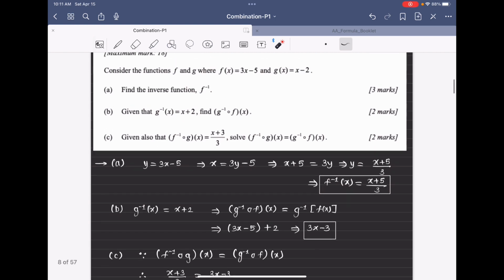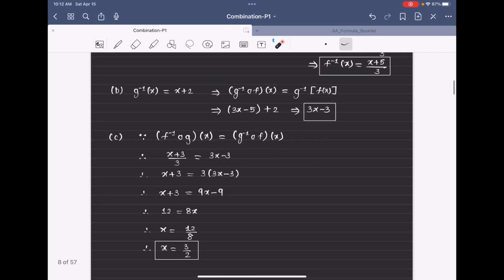Second one, g of x is equal to x minus 2. They have given g inverse of x is equal to x plus 2. You don't need to find that out, they have already given it. And what you need to find is g inverse of f of x. G inverse of f of x is not multiplication, it's a composite function. So I'm writing this as it is, g inverse of f of x.